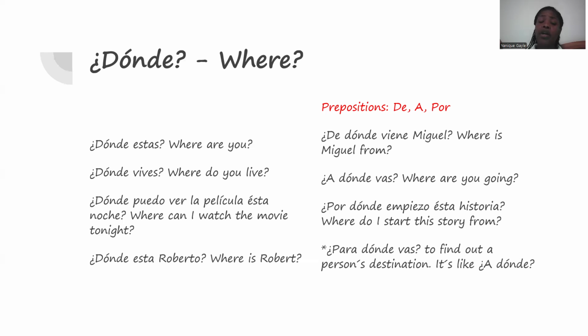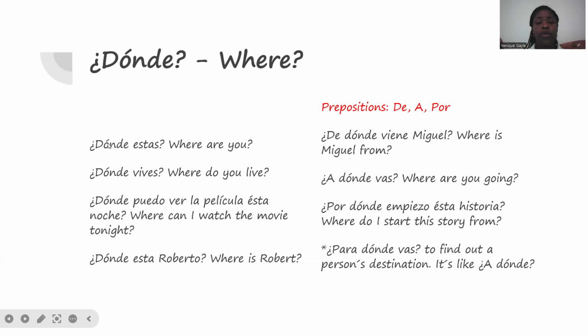Another thing I forgot to point out is in English, we only use one question sign. In Spanish, we have to use two question signs. The upside down interrogative sign at the beginning, and then the normal one that we are accustomed to in English at the end. So this is how we write questions in Spanish.